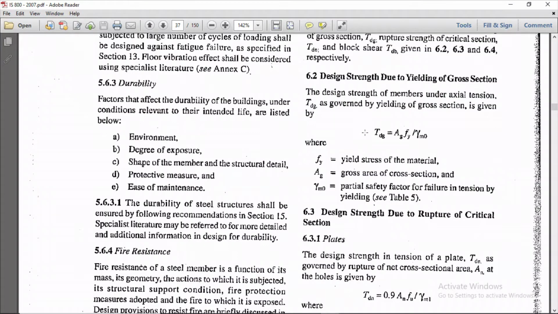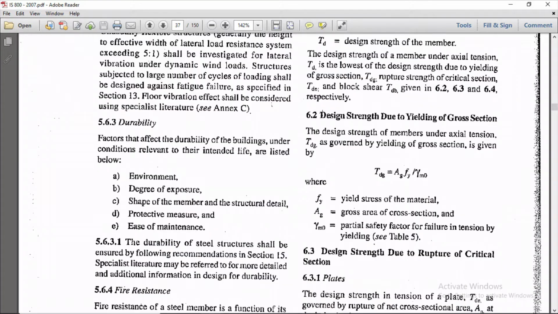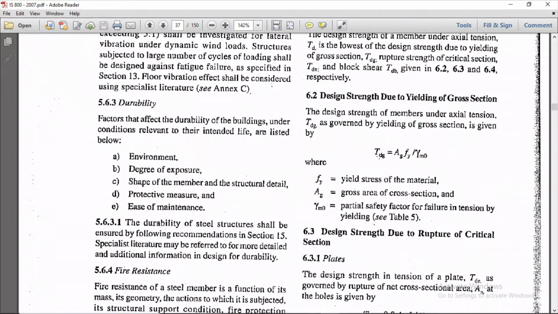As you can see on your screen, the page number is 32 and this is clause number 6.2, design strength due to yielding of gross section. The formula is TDG is equal to AG into Fy divided by gamma MO. So if you want to find AG, the formula becomes TD into gamma MO divided by Fy. TD is the axial tension force. We already know the tension force, so we can easily find the AG value from this.